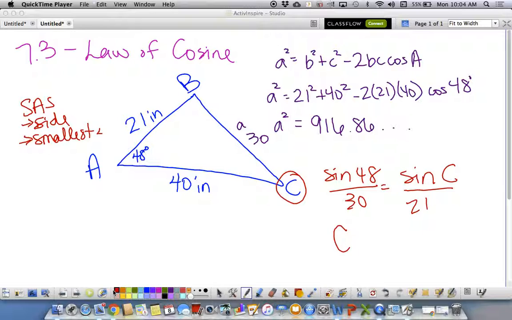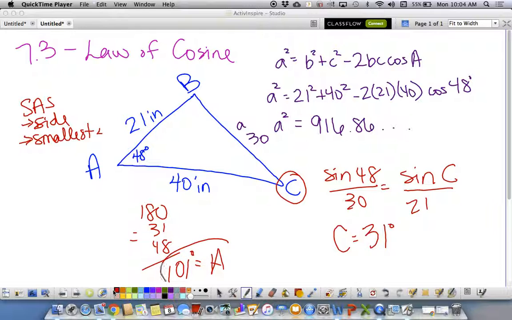So angle C, what did you get? 31. Okay, so how do we find angle B? 180 minus 31 minus 48. 101 degrees. So we found the two missing angles and the missing side.